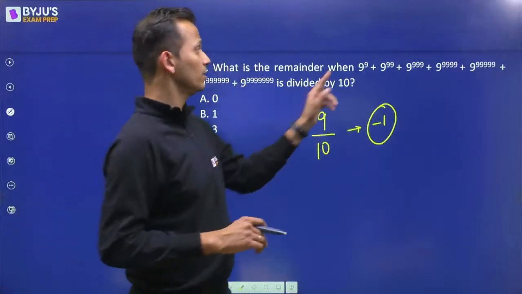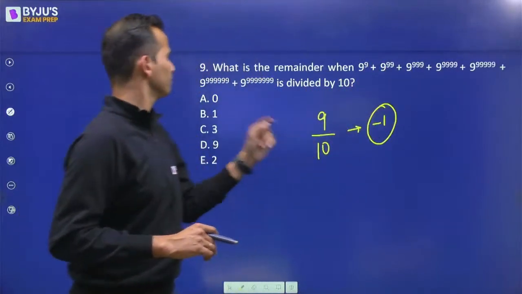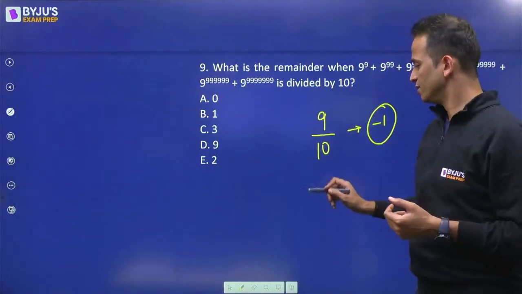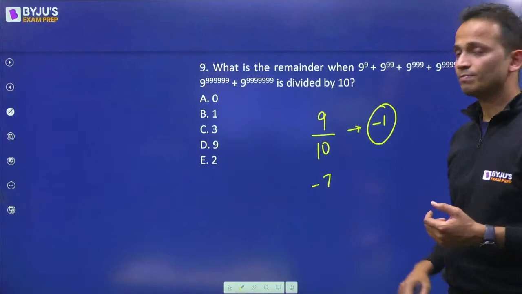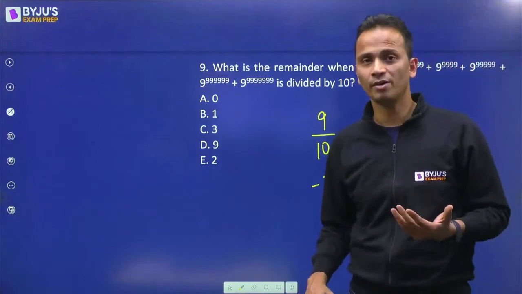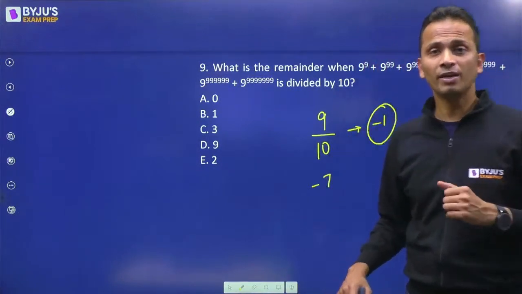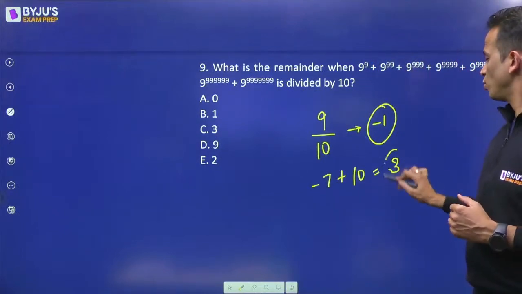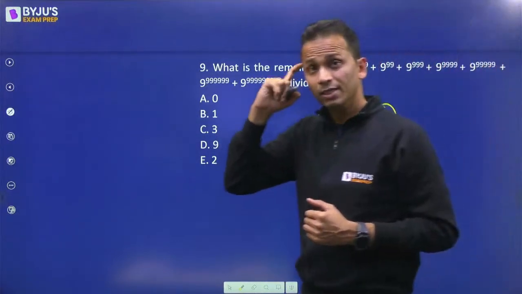How many terms are there? 1, 2, 3, 4, 5, 6, 7. 7 times -1 when added, it will give me -7. So -7 will be the final remainder. But since I cannot leave the remainder in negative form, I'll add 10. So the answer will be equal to 3. Okay. This is one of the ways.